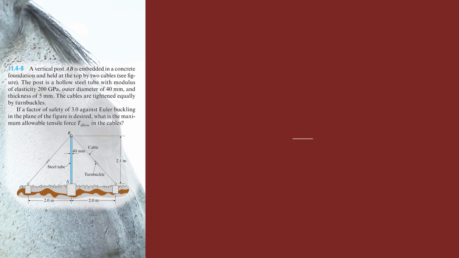A vertical post AB is embedded in concrete and held at the top by 2 cables. The post is hollow. We know the modulus of elasticity, the outer diameter, and the thickness. The cables are tightened equally by turnbuckles. If there is a factor of safety of 3 against Euler buckling in the plane of the figure, what is the maximum allowable tensile force in the cables?